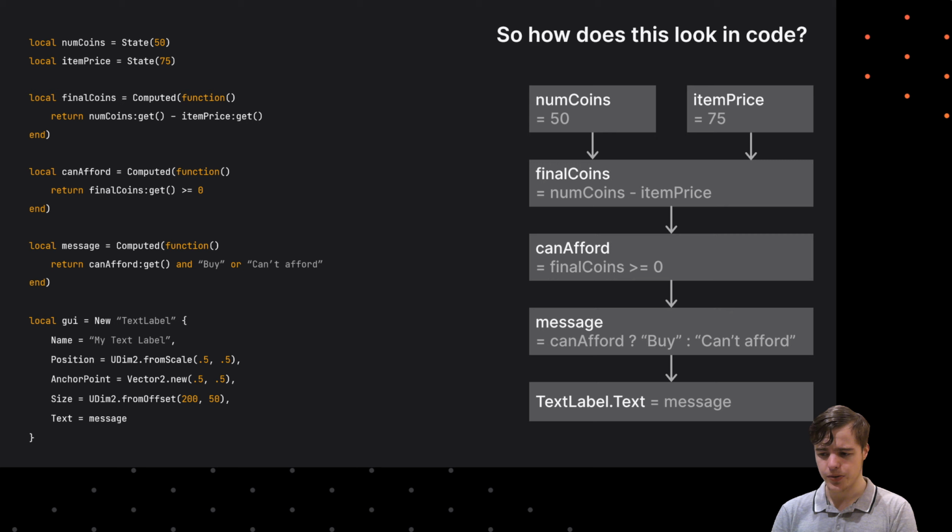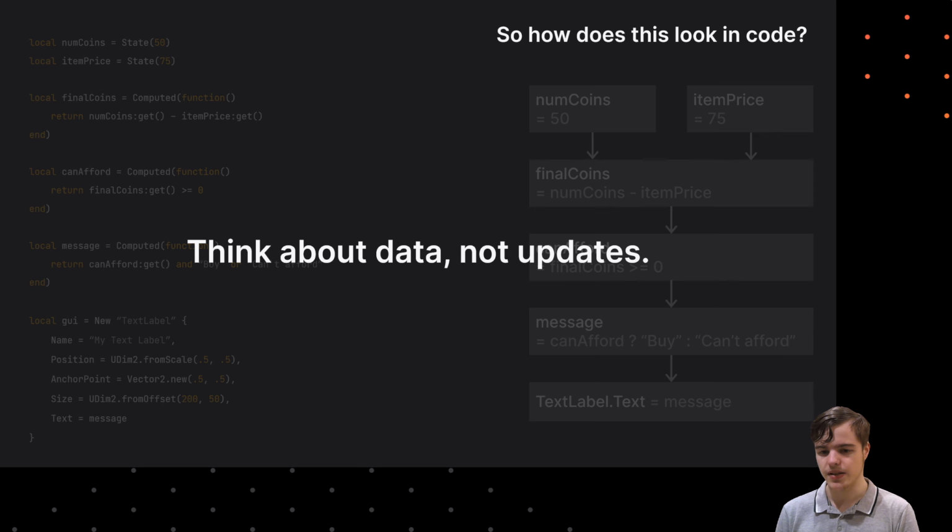So with only this code, we've now implemented that entire reactive graph in Fusion. We haven't had to think about how to update our variables or our UI. Instead, we only need to worry about the data, not the updates.